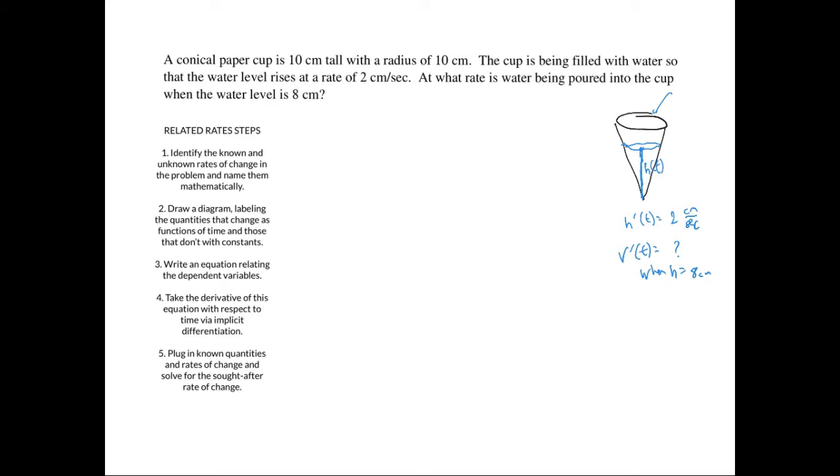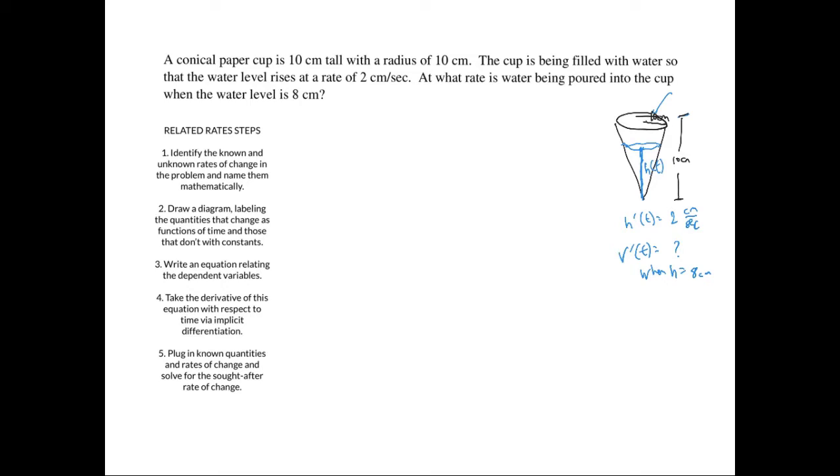Now, what are some things in the diagram, in the picture, that aren't changing as time goes by? Well, the height of the cup itself isn't changing. That's always 10 centimeters. And the radius of the cup isn't changing. This is also 10 centimeters, and clearly I did not draw this to scale, and that's fine. So I've labeled the things that are changing with variables, with the actual functions of time, and the things that aren't changing with numbers. So part 3 says write an equation relating the dependent variables.